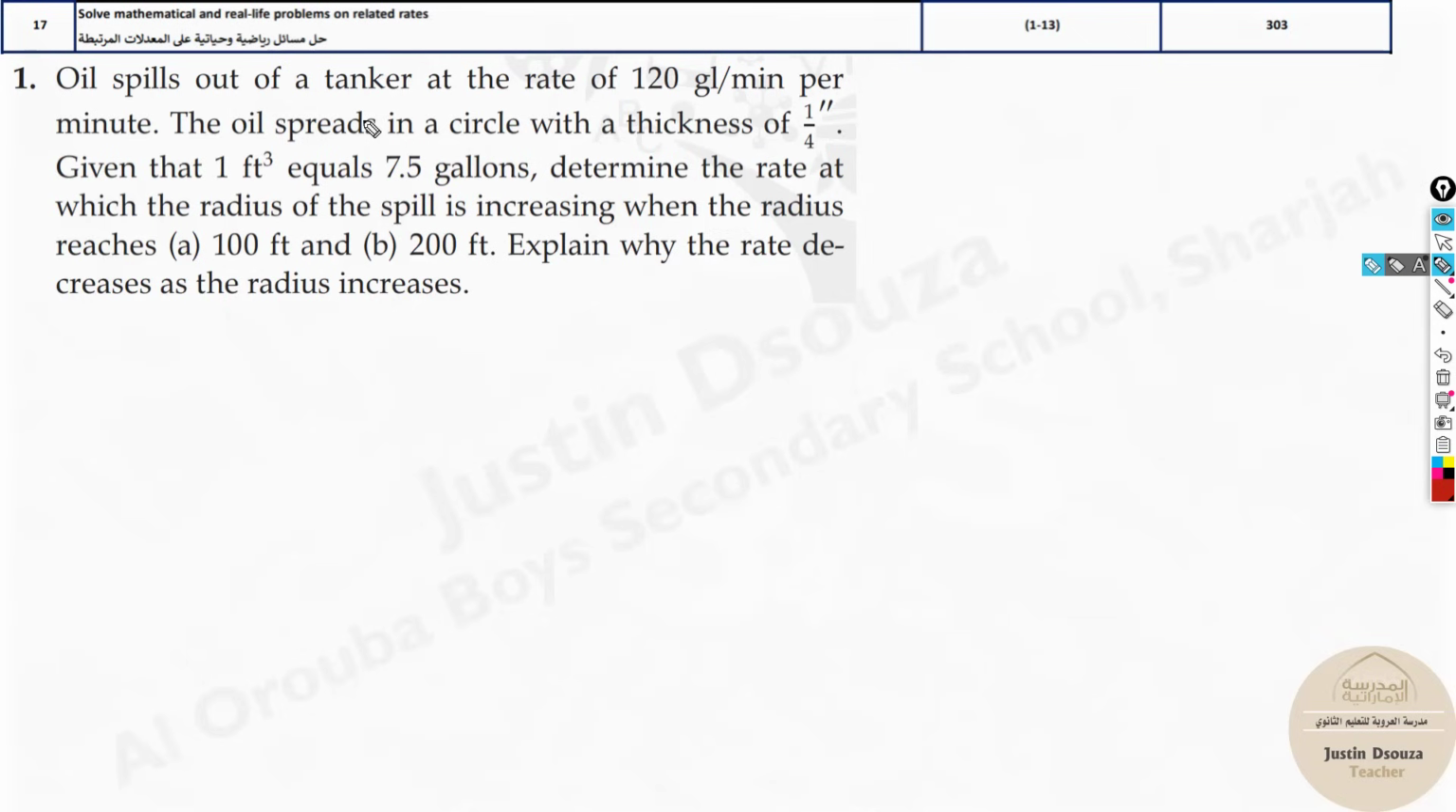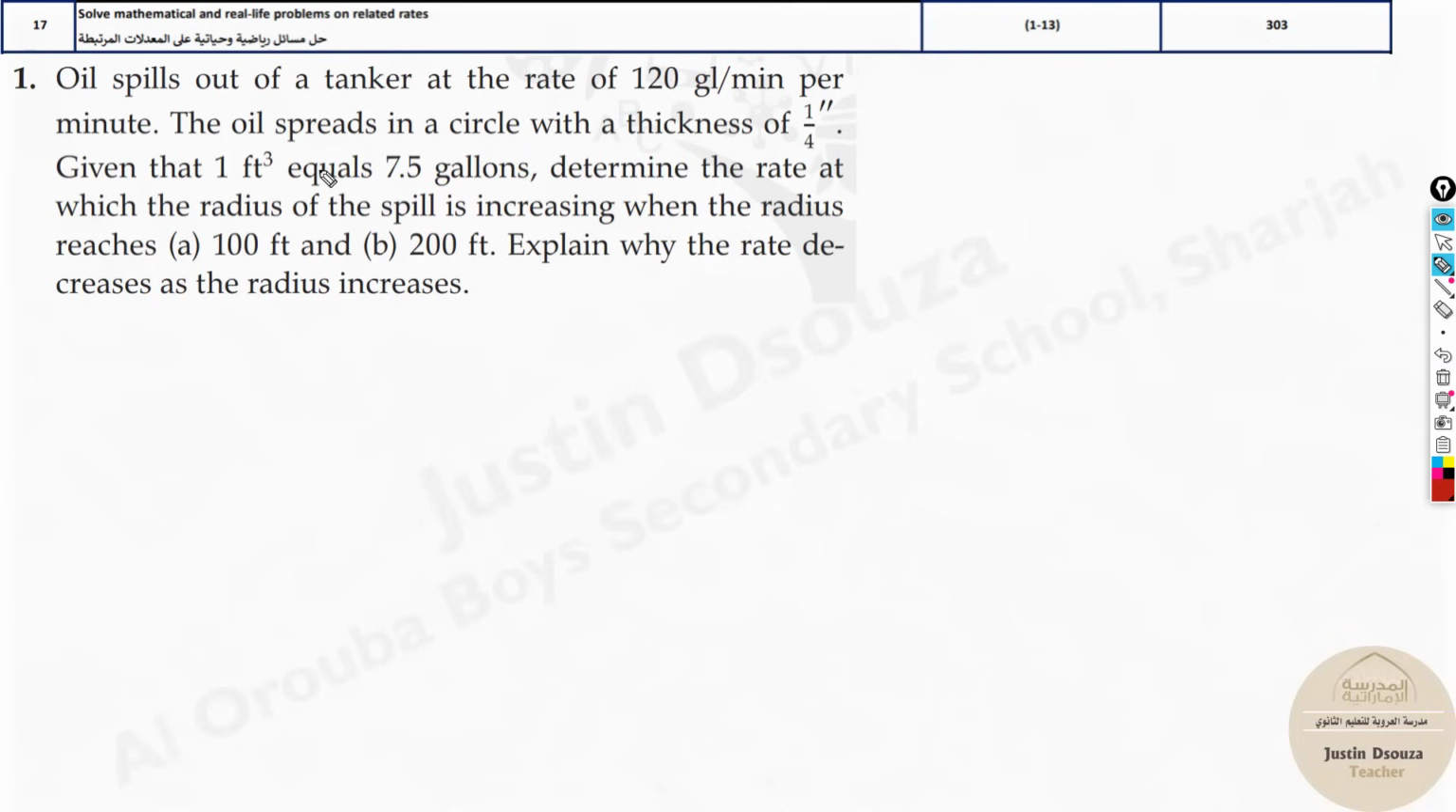Here they have told: oil spills out of a tanker at the rate of 120 gallons per minute. The oil spreads in a circle with a thickness of 1/4 inches. Now remember here, whenever you have, say, 5 feet, it will be given like this, and 11 inches will be 2 dashes. One dash is feet, double dash is inches. A height of 5 feet 11 inches can be denoted like this.